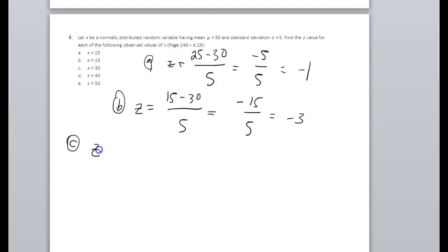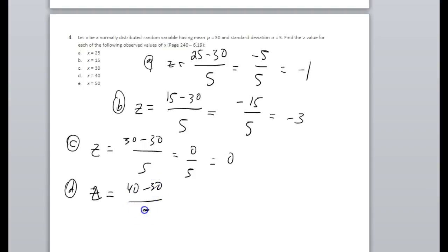Z is going to be 30 minus 30 over 5, which is 0 over 5, which is 0. So that would actually mean that x is the mean. X is mu, which we can see is the case, right? X is 30, mu is 30, because there's no deviation there. Z is equal to 40 minus 30 all over 5, which is 10 over 5, which is 2. It's a positive 2.